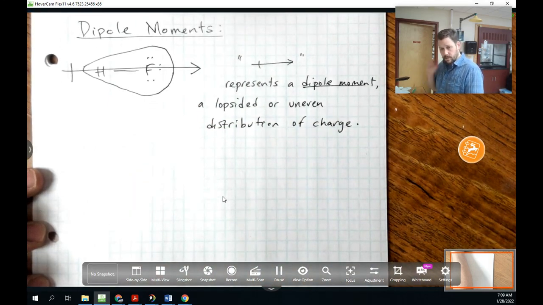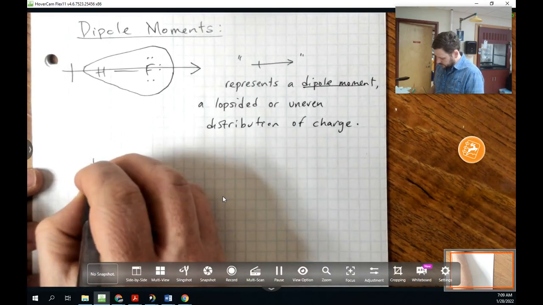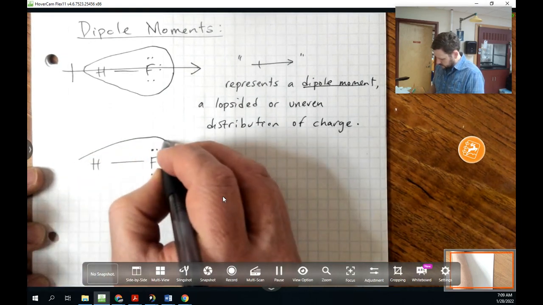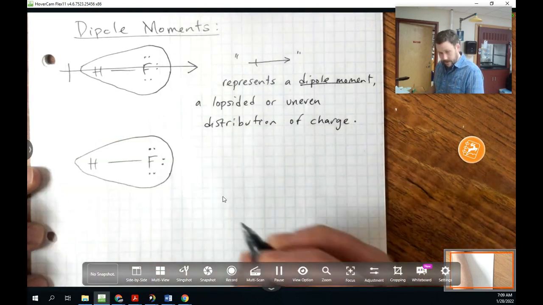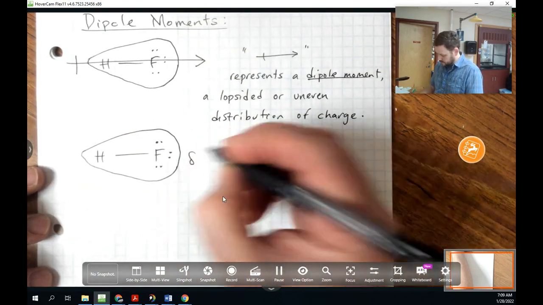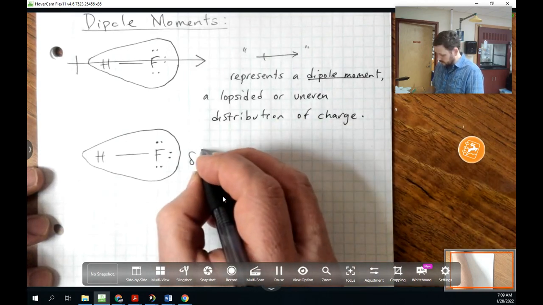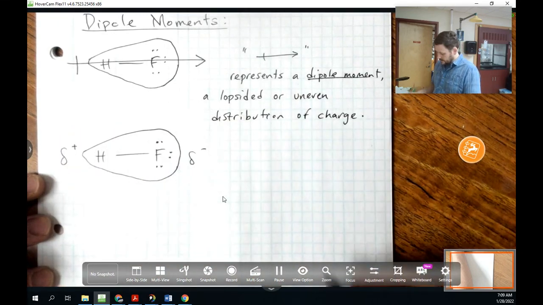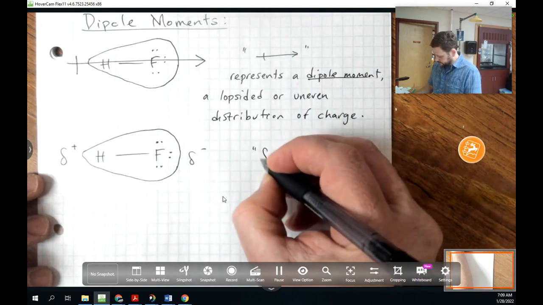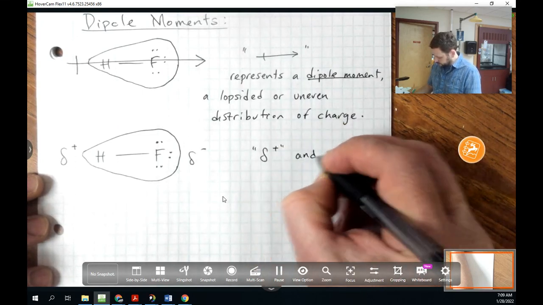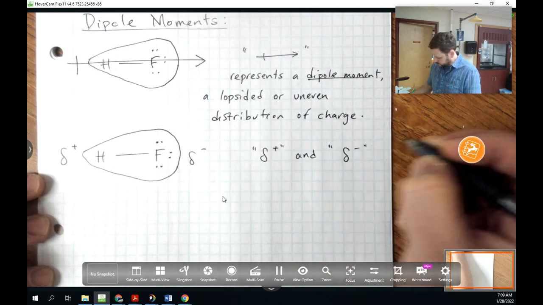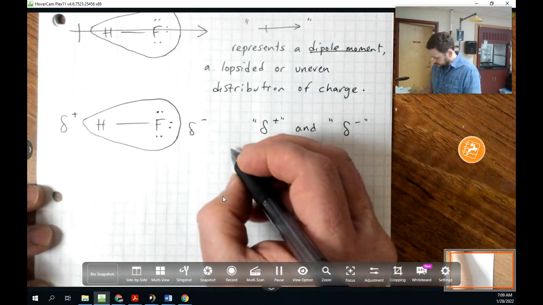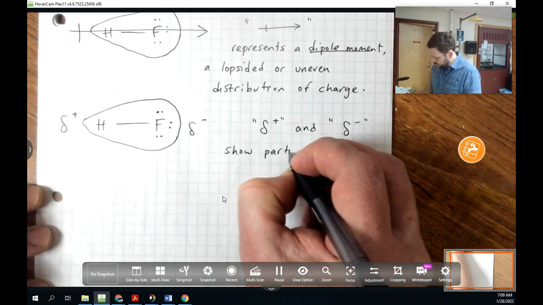There's another way that dipole moments are diagrammed that I want to show you. So I'm going to draw our hydrofluoric acid molecule one more time. And it couldn't hurt to draw its electron cloud again. But I'm going to now add a symbol over here, which is the lowercase Greek letter delta. It's kind of a funny symbol to draw, with a minus sign, and the lowercase Greek letter delta over here with a plus sign, and tell you what those mean. The delta plus and delta minus show partial charges.